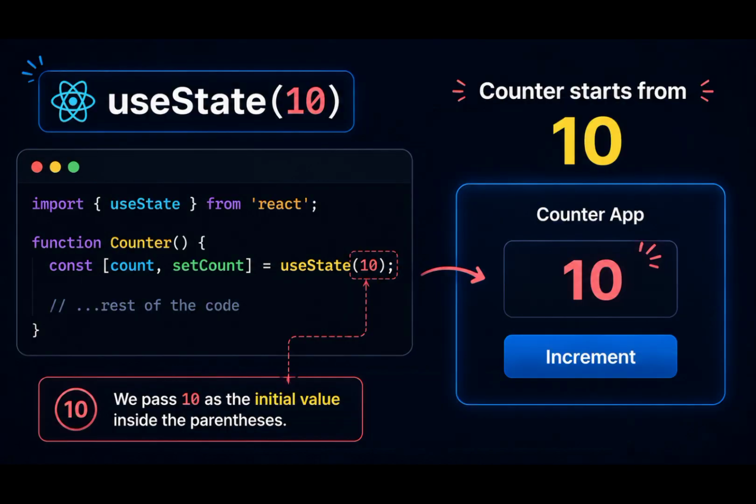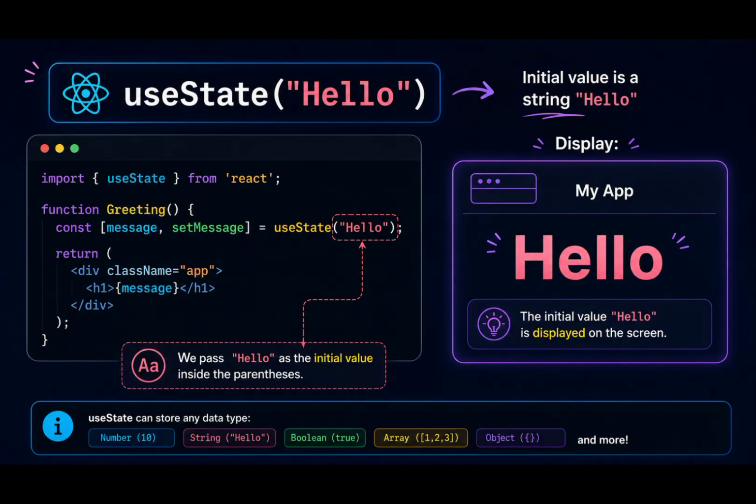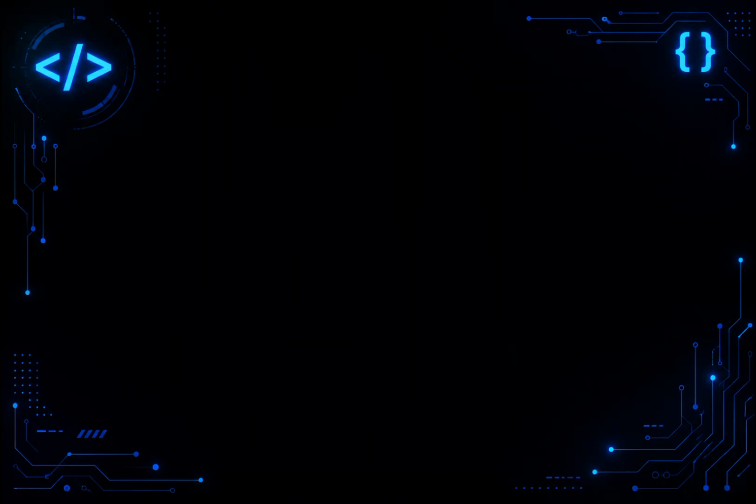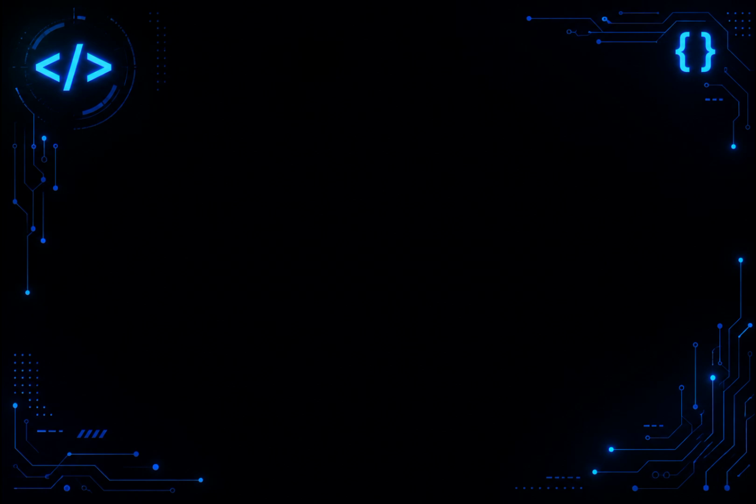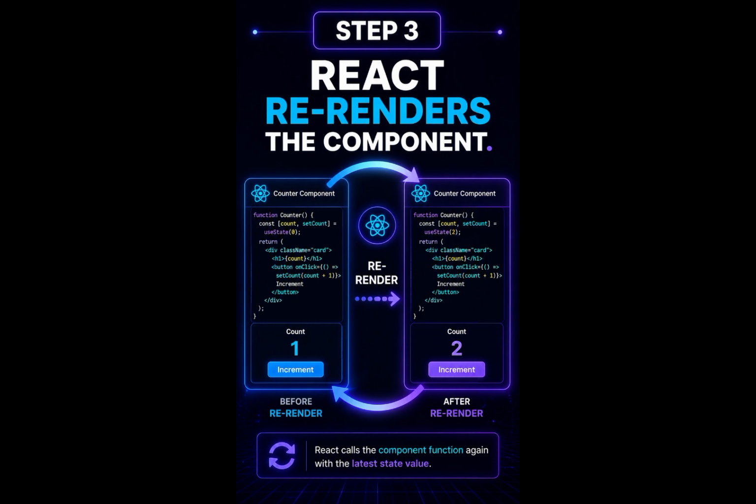If we wrote like this, the counter would start from 10. If we wrote like this, the initial value would be hello. An interviewer might ask, why don't we write like this? Because state in React should never be updated directly. Instead, we use the updater function, such as setCount, so React knows the state has changed and can re-render the component.